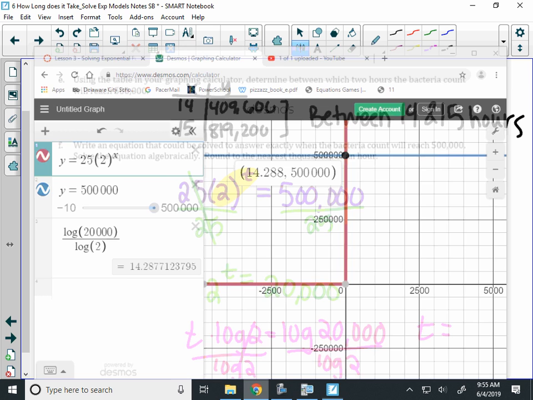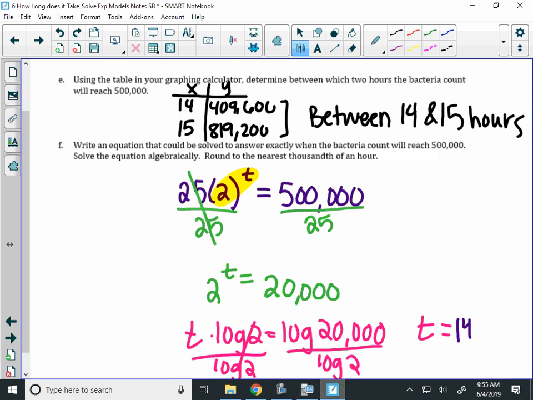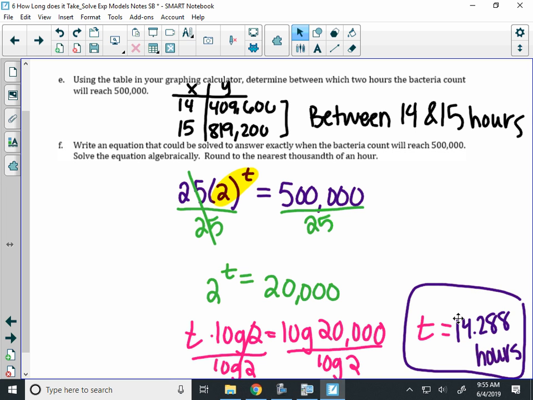So it's going to take 14.288 hours until there are 500,000 bacteria. That's not really even that long. That's like if you start at midnight counting bacteria, that would be 2 o'clock in the afternoon. All right, flip your paper over.